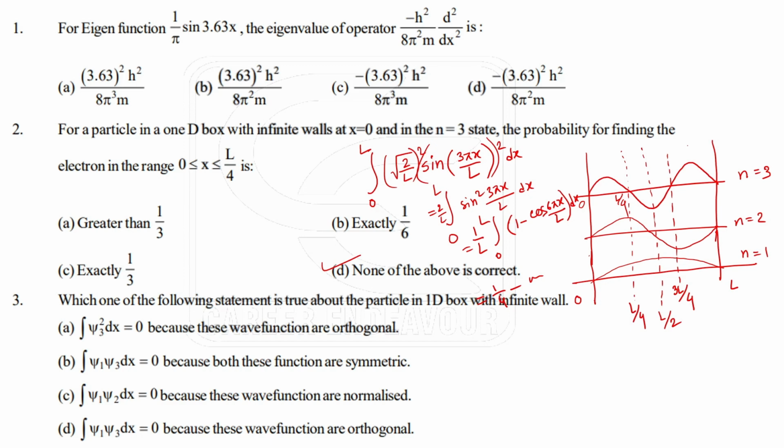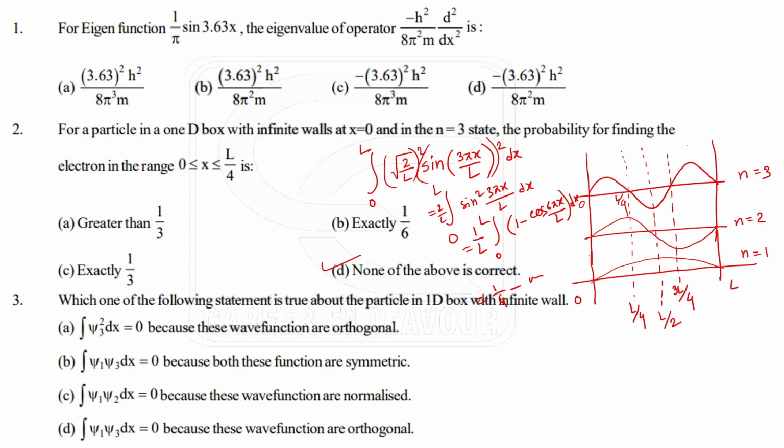The integral of psi 3 square dx is 0. Is it true? I don't think so. Yes, it should have been 1, right? Because it is a normalization condition. It should have been equal to 1. Yes. What about the second? The integral of psi 1 psi 3 dx is equal to 0 because this function was symmetric.